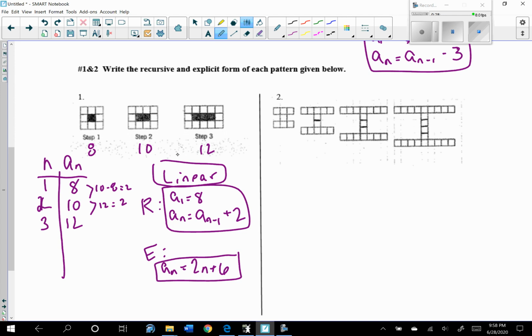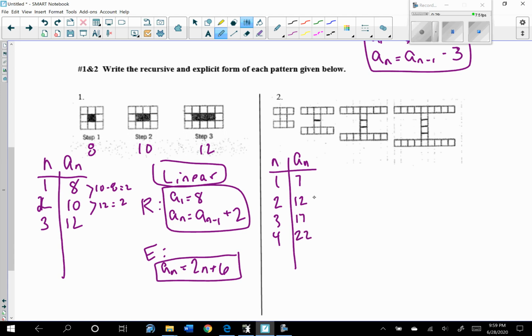Okay, looking at the next one, same thing. So go ahead and pause the video and do this one on your own. When you're done, you can unpause to check your work. So of course, the first thing I would do is look at each of the different stages and how many terms we have in each, or blocks, I should say. So we have 1, 2, 3, 4 different pictures. In this first set, we have 7, then 12, 17, and 22.